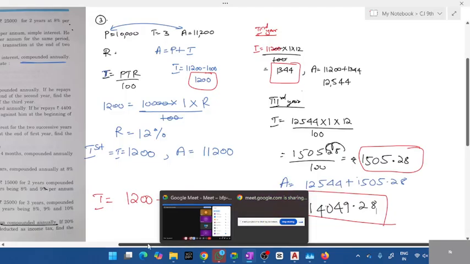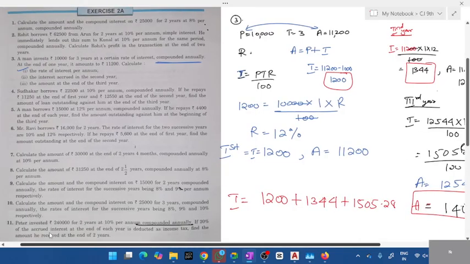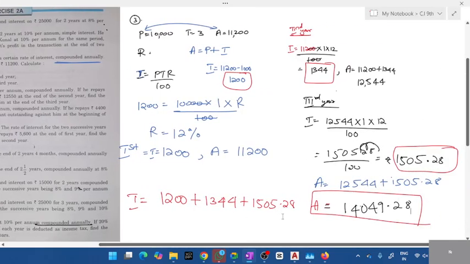Okay, let's see what they have asked us to find. The amount at the end of third year. Okay, we got the amount. Can you check the answer in the textbook? Whoever has a textbook, check this answer, students. Third question, is it 14,049?